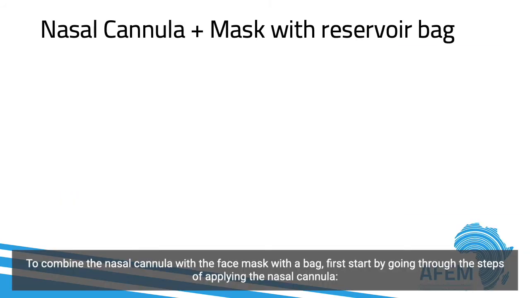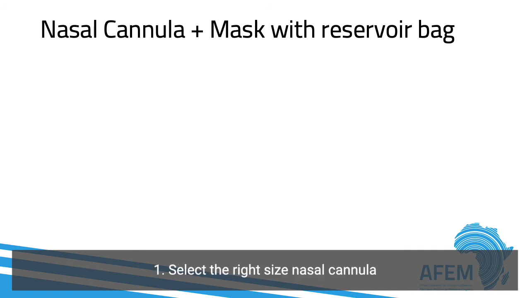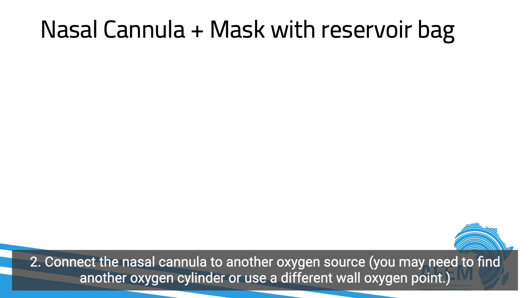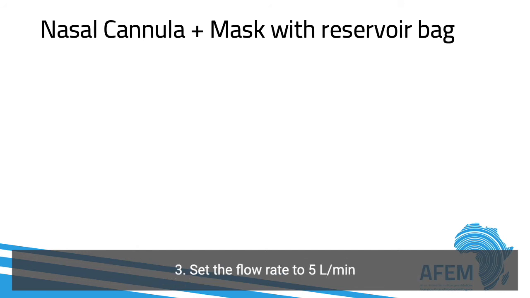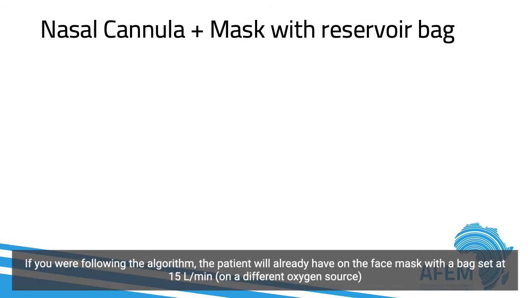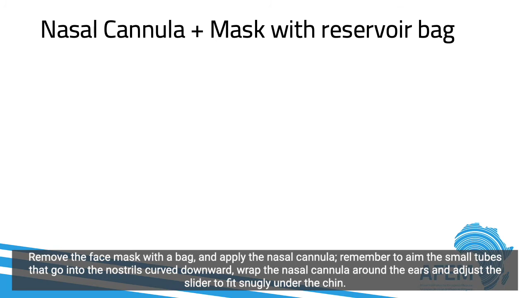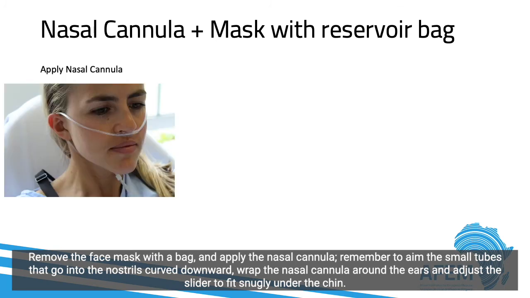To combine the nasal cannula and the face mask with a bag, first start by going through the steps of applying the nasal cannula. Select the right size nasal cannula. Connect the nasal cannula to another oxygen source. You may need to find another oxygen cylinder or use a different wall oxygen point. Set the flow rate to 5 liters per minute. If you are following the algorithm, the patient will already have had on the face mask with a bag set at 15 liters per minute on a different oxygen source. Remove the face mask with a bag and apply the nasal cannula.